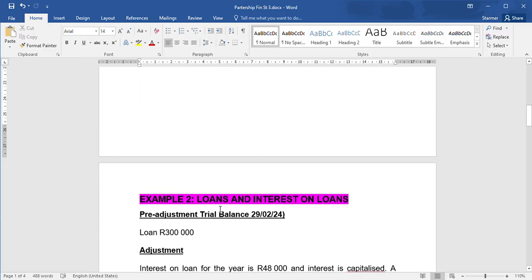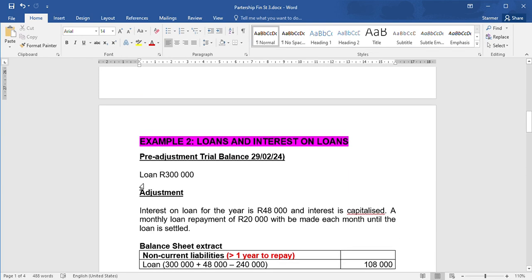Right, the next thing I want to look at is loans and interest on loan. In your pre-adjustment trial balance, you've got a loan figure here. They tell you interest on loan for the year is 48,000. They are telling you your actual expense there for interest. So in your income statement, under interest expense, you record that 48,000.